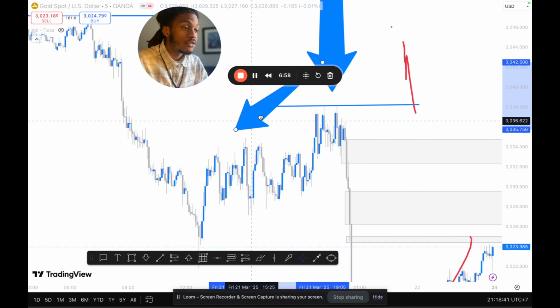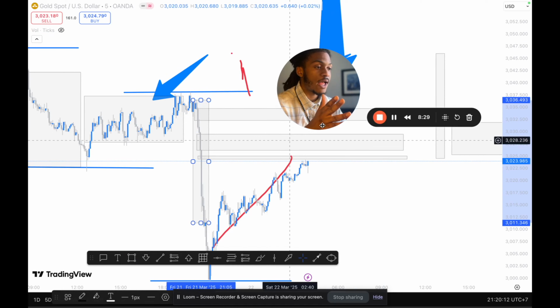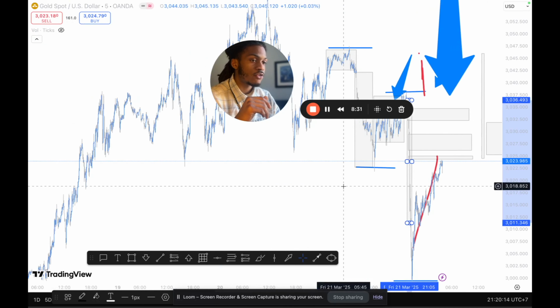And right now the market is expanding to the upside to fill in this inefficient price action from all these gaps, fair value gaps. So yeah, guys, this is me sharing my strategy.